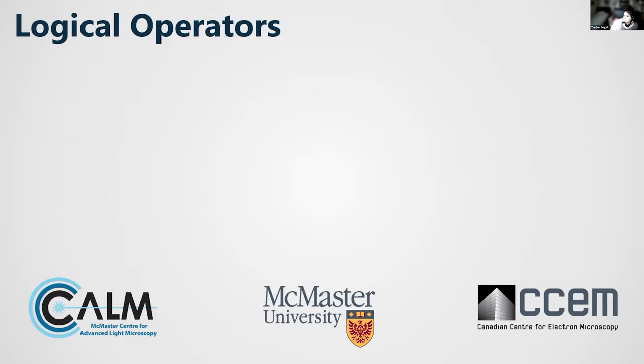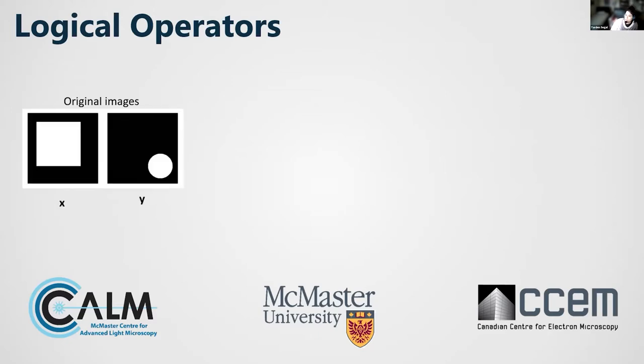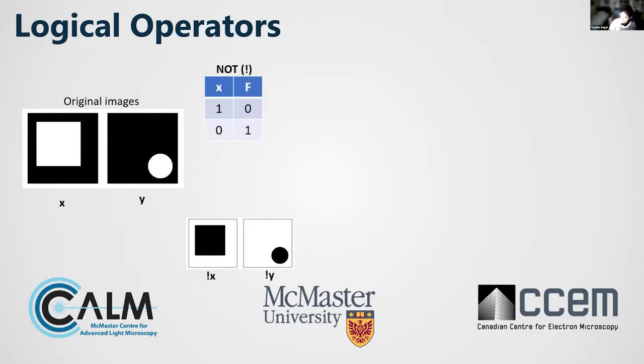So next, after thresholding, we also have logical operators. Let's say you have two original images. This is just a binary image, so 0 and 1, x and y. The most basic logical operator is the NOT. I'm sure if you've done a little bit of programming, you're used to using if x, then do this. The NOT is very simple. If x is 1, it becomes 0. And if x is 0, it becomes 1.